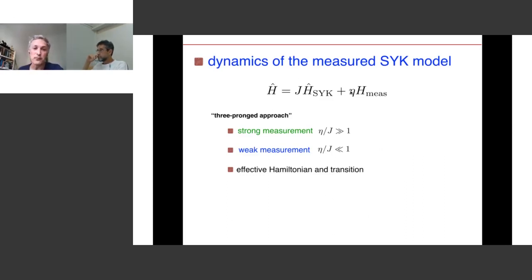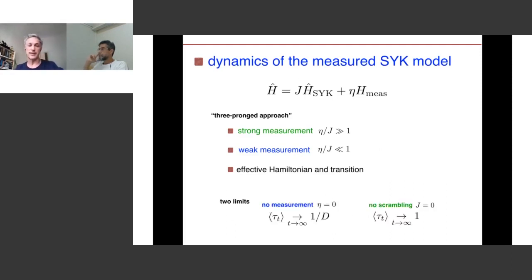And finally, we got some insight from these 2 limits from our analysis, and then just looked numerically at what happens for more moderate ratios of eta to J, and found that these characteristics that we find in the strong and weak measurement limits are quite robust. This then led us to try and understand how the transition between these regimes is taking place, which uses an effective Hamiltonian description based on the stochastic Schrödinger equation with continuous measurements discussed.